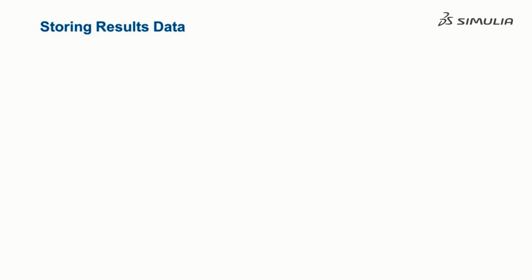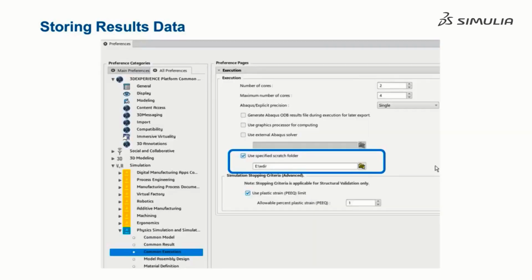The first is the location where temporary files will be stored during the execution of a simulation. We call this the scratch folder. Once the simulation completes, the temporary files are deleted. However, these files can be quite large. So, please select a folder on a disk with enough space. 500 megabytes should be sufficient for most simulations. You will want to specify the scratch folder in your 3DEXPERIENCE preferences.